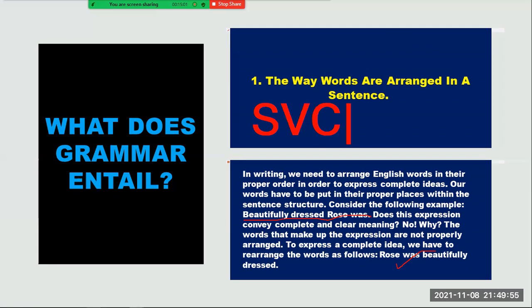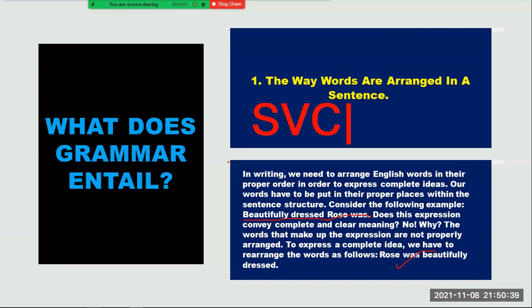No, is the complement, right? The complement is the description of the subject. Rose was beautifully dressed. So this sentence has a basic structure of the English sentence, which is SVC or SVO or SVA. Now, the subject is the doer of the action expressed by the verb in a sentence, or the subject is the person or thing being talked about. So it begins the sentence in a declarative sentence, where you are uttering a statement.